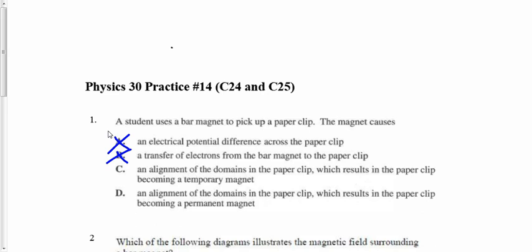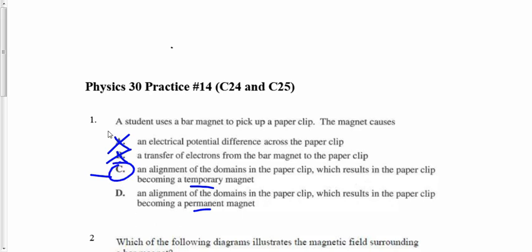C, an alignment of domains in the paper clip, which results in the paper clip becoming a temporary magnet. That sounds pretty good, actually. Let's just read our other option first here, just to make sure that it's not better. An alignment of the domains in the paper clip, which results in the paper clip becoming a permanent magnet. It's close. What's the only difference between C and D? Yep. Temporary versus permanent magnet. So what does it become, a temporary magnet or a permanent magnet? It becomes a temporary magnet.